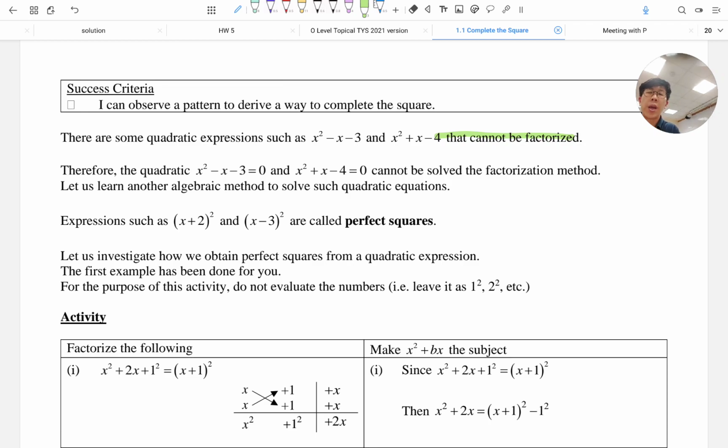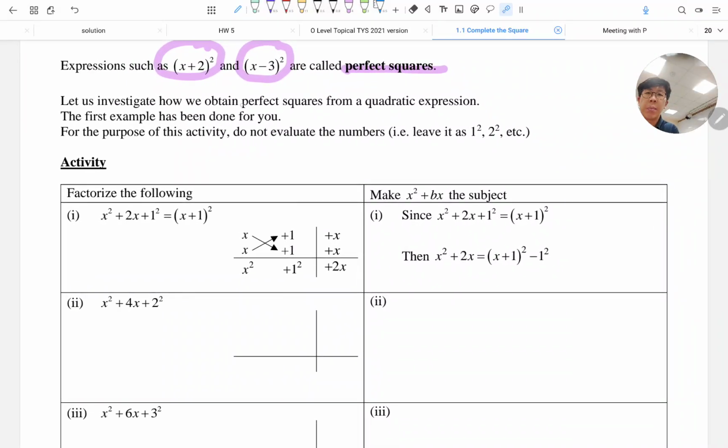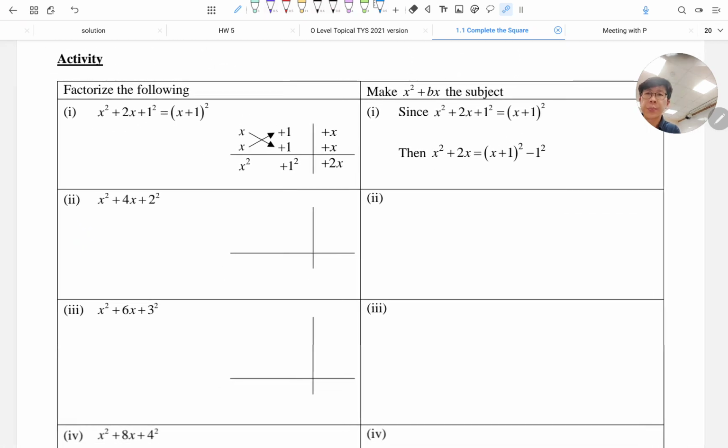So there must be a different way for us to rewrite. We will tap on the idea of perfect squares. What are perfect squares? This is one example. This is another. Let us observe the pattern. We will investigate how we will obtain perfect squares from a quadratic expression. So we're going to get something like this and this from the following quadratic expressions. The first one has been done for us. If you notice there's a 1 square here, we will not evaluate the numbers. Just leave it as 1 square and 2 square for now. Let's run through the activity.